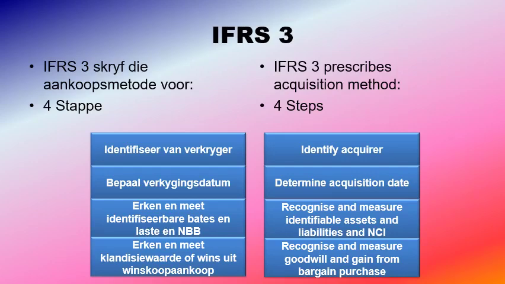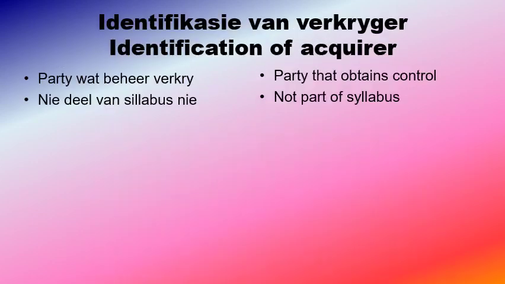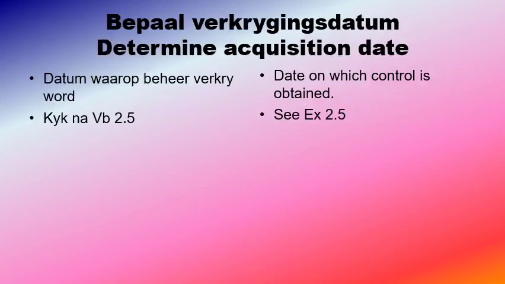On this slide, you'll see it's just a different representation of what we just discussed about the acquisition method. For the purposes of accounting 2, you don't need to know more about step 1, the identification of the acquirer, other than that it is the party that obtains control. So that's all you need to know about step 1. The acquisition date will always be the date on which you obtain control of a company. And you can look in your textbook example 2.5 for a small example of that happening.